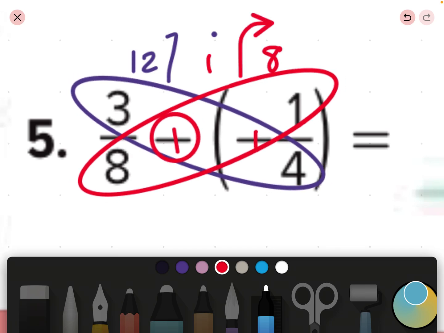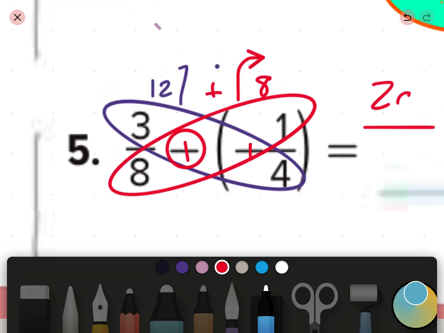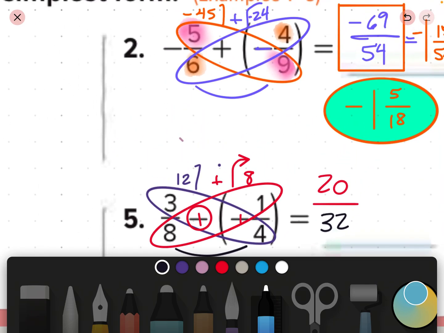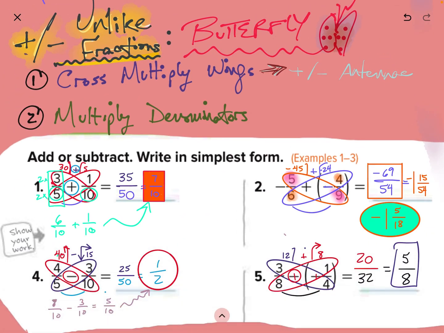I add those friends, we get a numerator of 20 over our denominator, which is 8 times 4, which is 32. Now we can reduce this one as well. Common factor of 4 on top and bottom gives us 5. 32 divided by 4 is 8. We can't reduce 5/8, so there is our answer in simplest form. Okay? So there's some problems using the butterfly method.